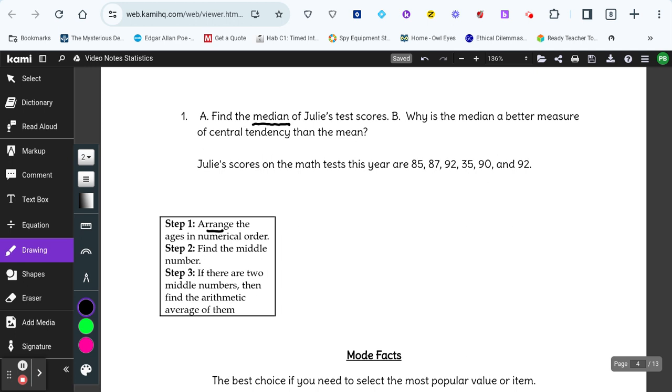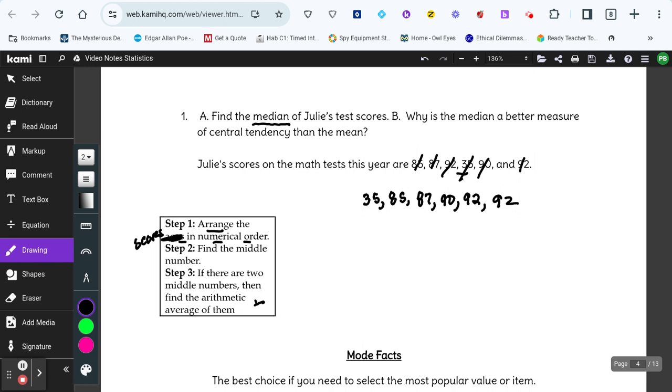So what you want to do is arrange the scores in numerical order, and then we're going to find the middle number. If there are two middle numbers, then we're going to find the average of them, in other words, the mean of them. So let's take these test scores and put them in order from least to greatest. So that'll be 35. All right. And then next would be 85. And then next would be 87. And then 90. And then we have two 92s.